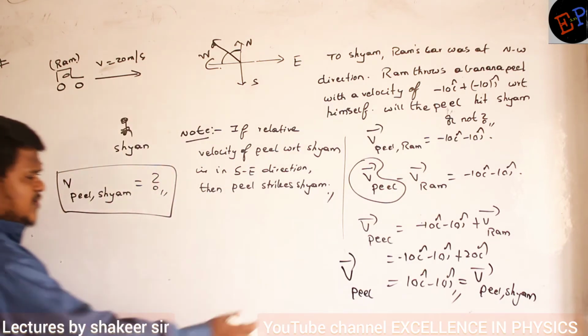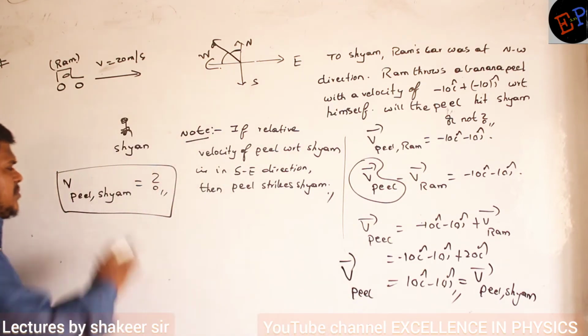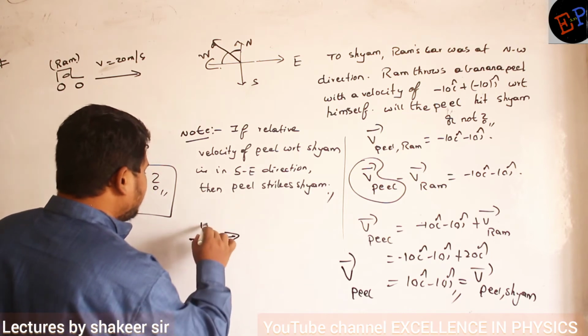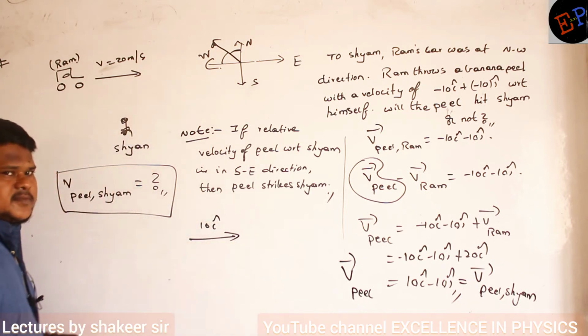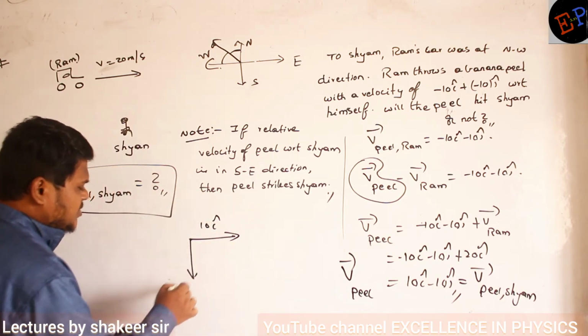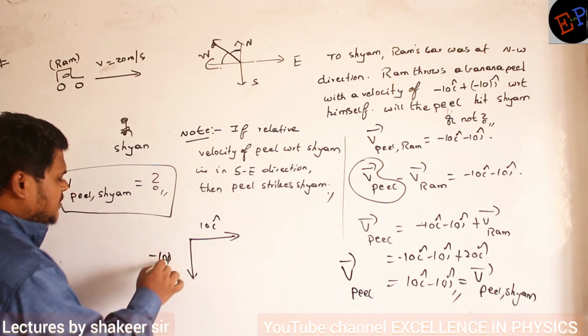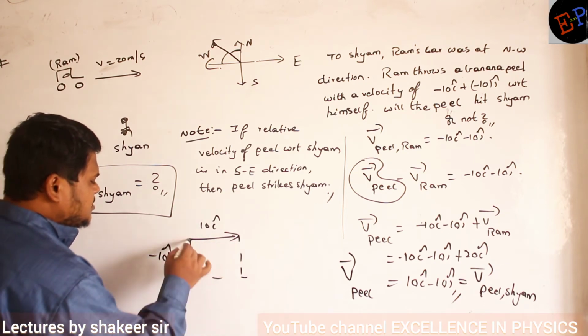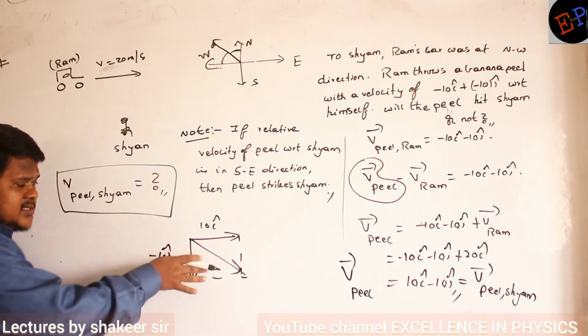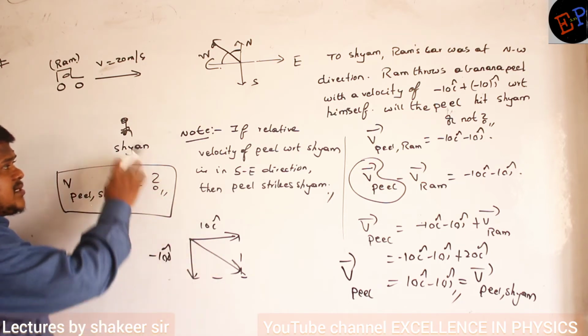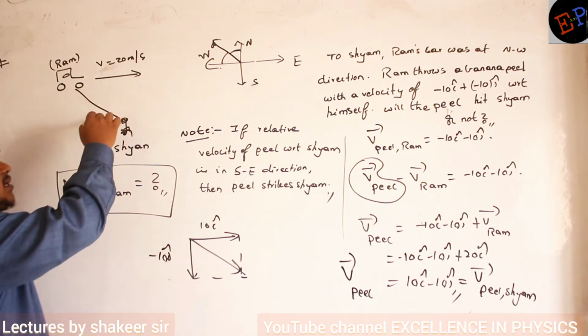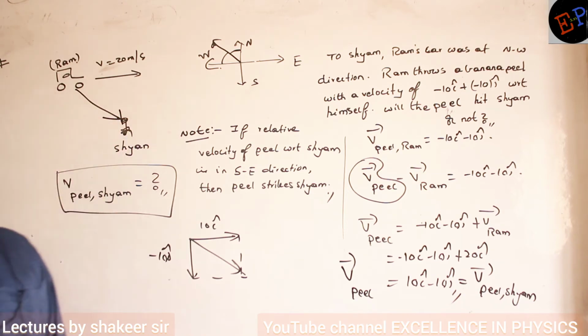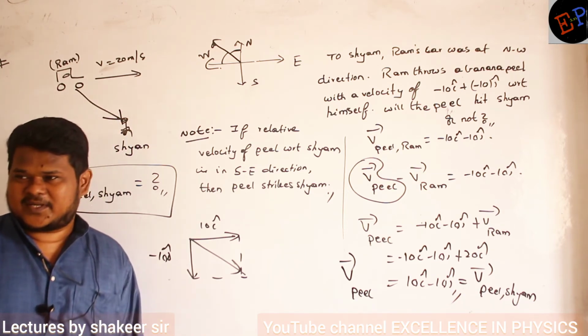Okay. Now see, what is the direction of velocity of peel with respect to Shyam? 10 i cap means towards positive x axis. Minus 10 j cap means towards negative y axis. Then what is the resultant? This is the resultant. It means peel is traveling in this direction, and in the same direction Shyam is standing. So definitely peel comes and hits Shyam. That is our answer. Are you able to understand?